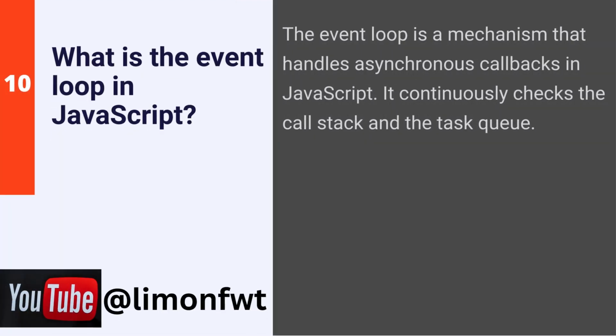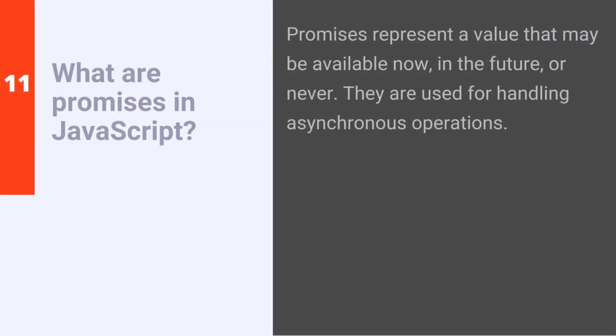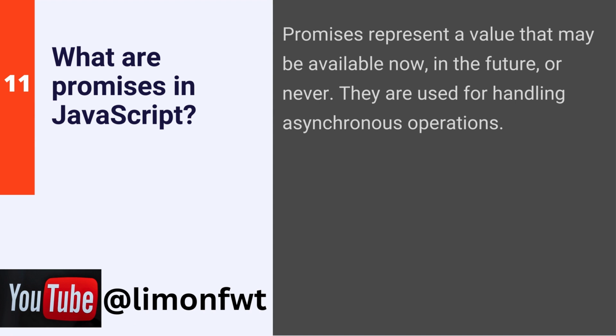What is the event loop in JavaScript? The event loop is a mechanism that handles asynchronous callbacks in JavaScript. It continuously checks the call stack and the task queue. What are promises in JavaScript? Promises represent a value that may be available now, in the future, or never. They are used for handling asynchronous operations.